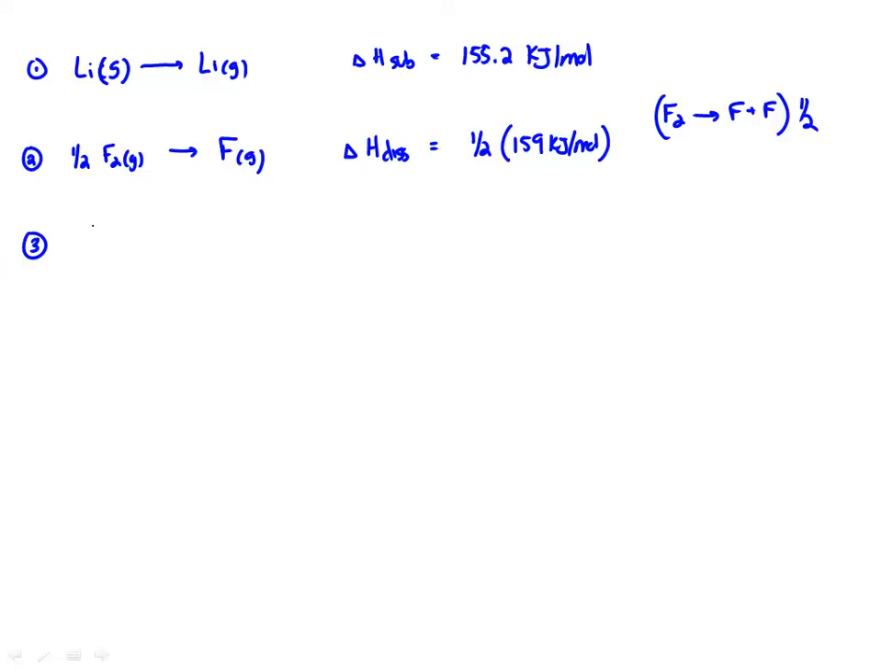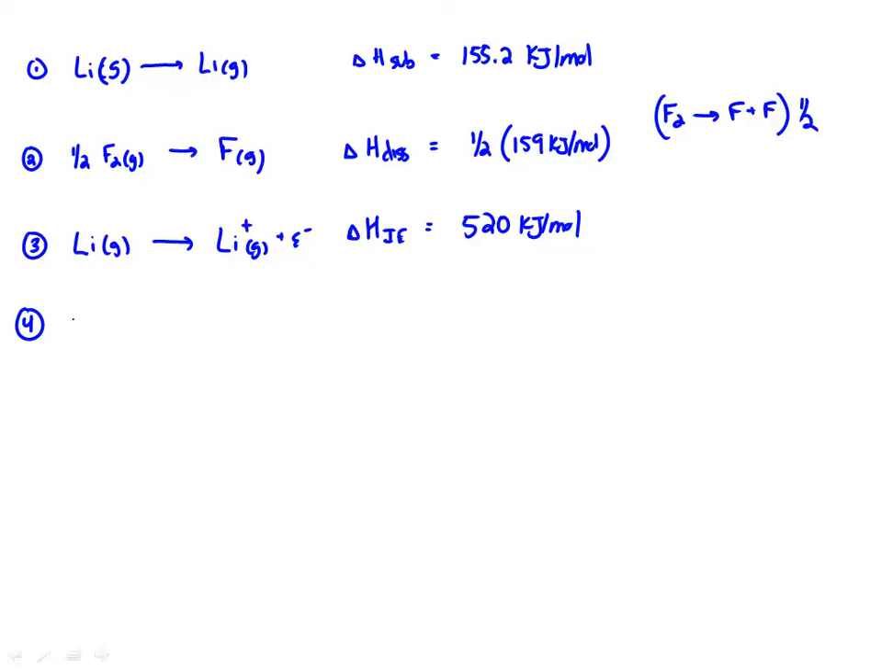Our third step is to take that lithium gas and convert it to a lithium ion plus an electron. That's what we've been talking about earlier. That's our ionization energy. So delta H of ionization energy, that is 520 kilojoules per mole.